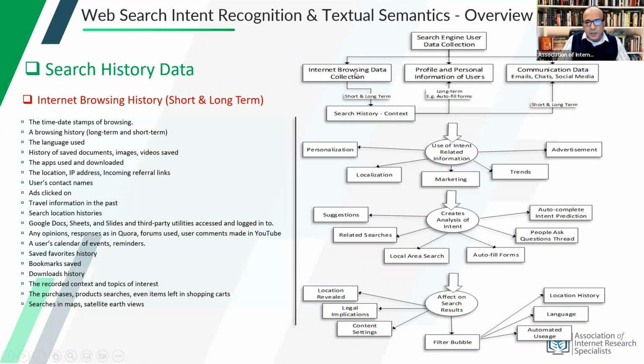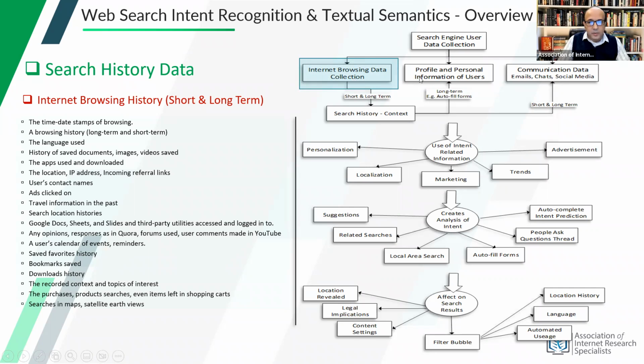But apart from that, let's just look at the three different boxes, or the three types of information sets that are collected both in the long term and short term sessions. Internet browsing data, for instance, this box collects details that are listed over here, like the time and date stamp of browsing, the browsing history, short term, long term, like where you went, your links are collected, the language you use, history of saved documents. This is all in the browser data collection.